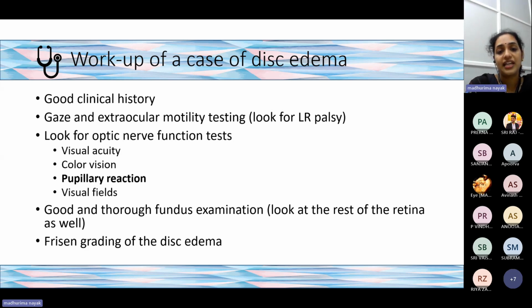Then a good and thorough dilated fundus examination is very, very important. This cannot be underscored, because just looking at the disc through an undilated pupil and saying there is disc edema and the diagnosis is this is wrong. You want to see the rest of the retina, and I'll give you examples in the coming slides that will help you understand this. Then once you are done with all this, you grade the disc edema. Remember, this grading is only for papilledema, not for optic neuropathies. So there is a highlight on the optic nerve function tests so that all of you remember this. Pupillary reaction also.